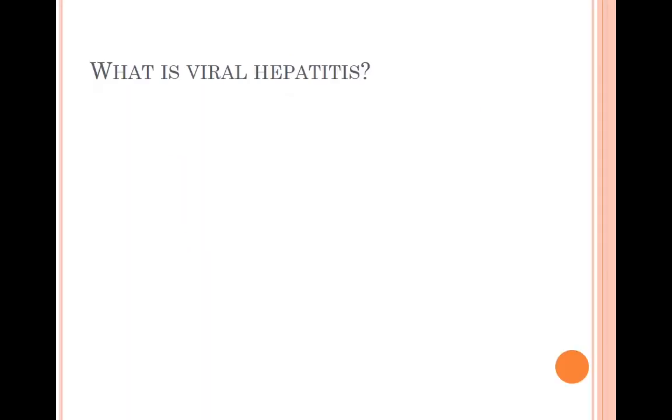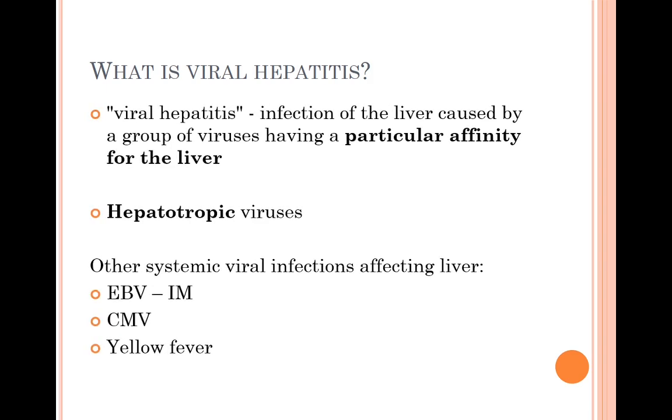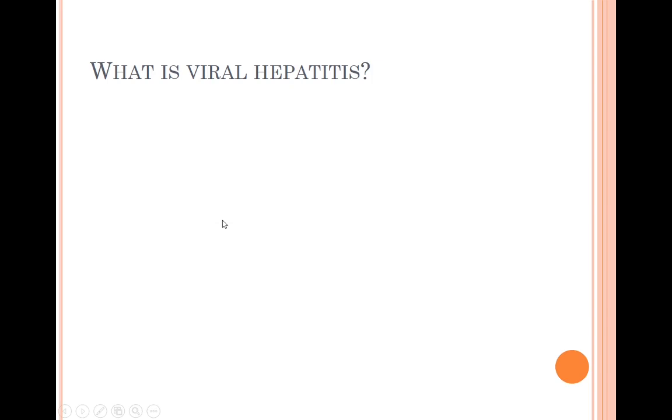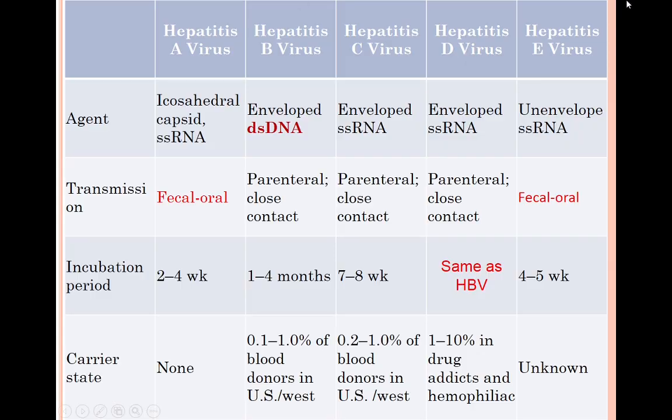Now, infectious disorders of viral hepatitis. Basically, viral hepatitis is infection of the liver, and it's caused by a group of viruses which has an affinity for the liver. These are known as hepatotropic viruses. But there are other viral infections which can also cause hepatitis, that is Epstein-Barr virus, IM is infectious mononucleosis, cytomegalovirus, yellow fever. All these can also cause hepatitis, but most commonly, most of the hepatitis is caused by the hepatotropic viruses. So this table, you can go through it.